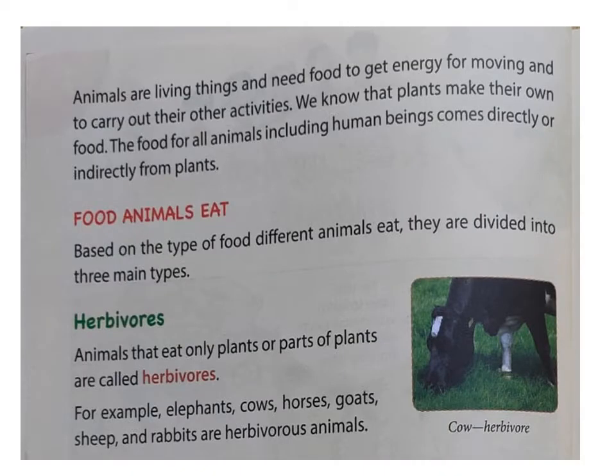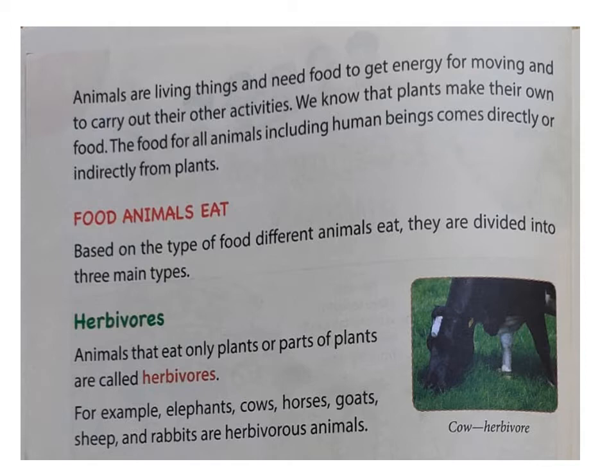The animals are living things. As we learned in previous chapters, animals are living things, and they need food to get energy for moving and to carry out their other activities in their daily life. We know that plants make their own food. The food for all animals including human beings comes directly or indirectly from the plants. These things we learned in our previous chapters.